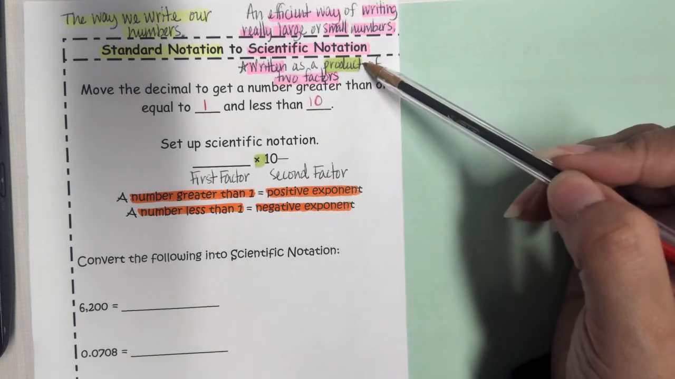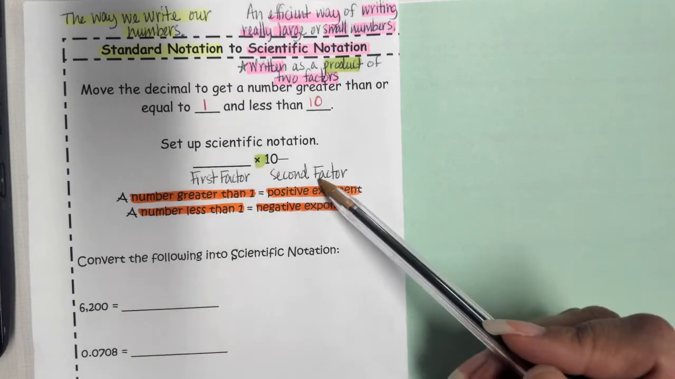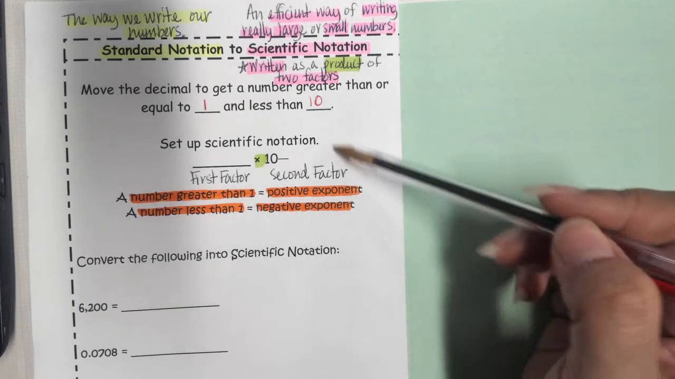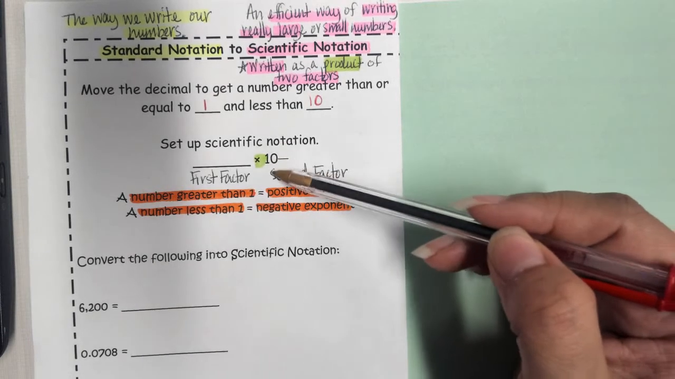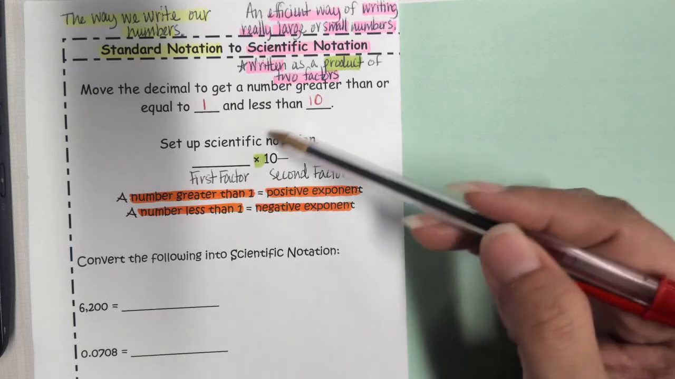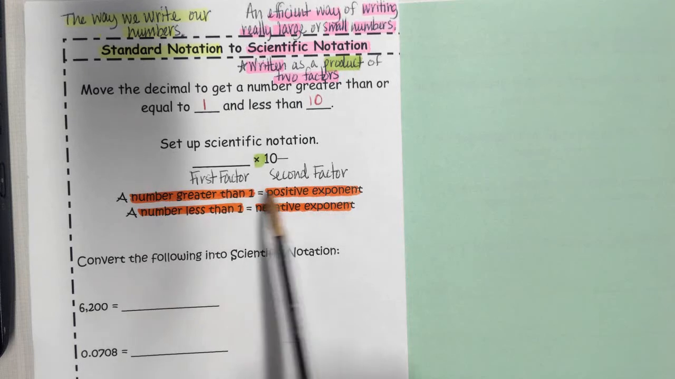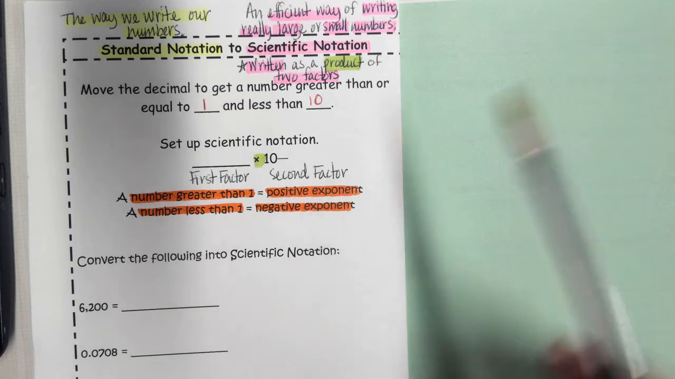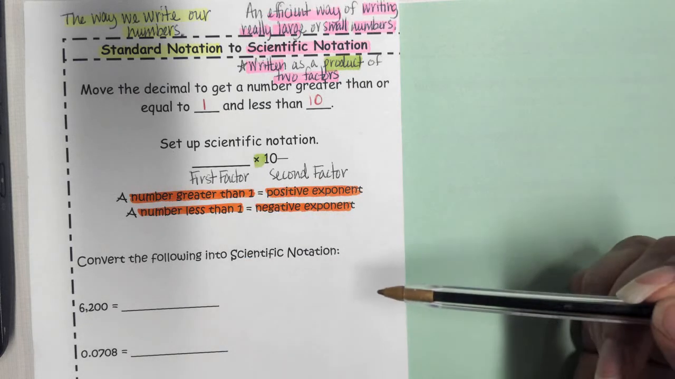It is written as a product of two factors. So product means multiply, and we have two factors, our first factor and our second factor. If you notice, our second factor is a power of 10. So for example, 10 to the first, 10 to the second, 10 to the third power, and so forth. Those are powers of 10. Our notes also state a number greater than 1 will have a positive exponent, a number less than 1 will have a negative exponent. And I will explain further when I complete the examples below.